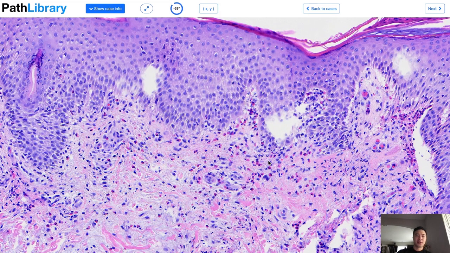The second question you want to ask yourself is what other cells are present, and they're eos. They're not neutrophils. So that makes dermatitis herpetiformis and linear IgA less likely. So this is most likely bullous pemphigoid. And if you do a direct immunofluorescence, then IgG and C3 should be linear along the DEJ.